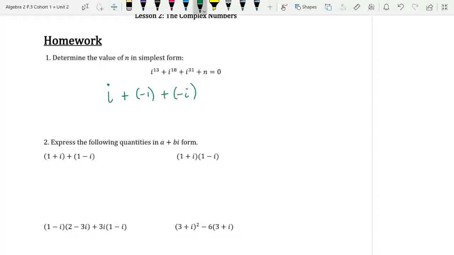I'm just going to put the negatives in parentheses so I can keep it looking the same. Plus n equals 0. Then just treat the i's like a variable. Combine your like terms. I and negative I, well, that's going to become 0. So I have negative 1 plus n equals 0. I think we can all solve that, and we get n equals 1.